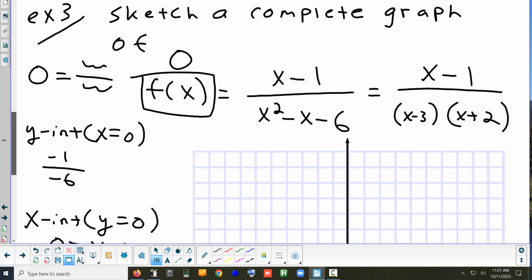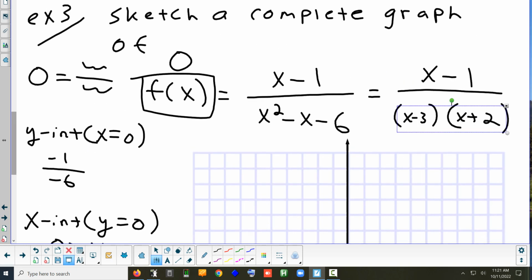So 3 and -2. Any question on the vertical asymptotes? Yeah, I'm looking at the factored form of that quadratic in the bottom and looking at what would make it 0. Those are the zeros of my denominator. And when I factor it, I should have pointed this out: any common factors here? No, then there's no holes in this graph.